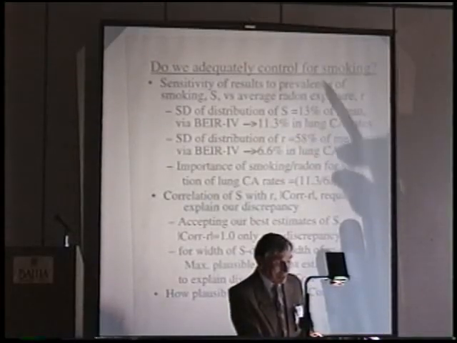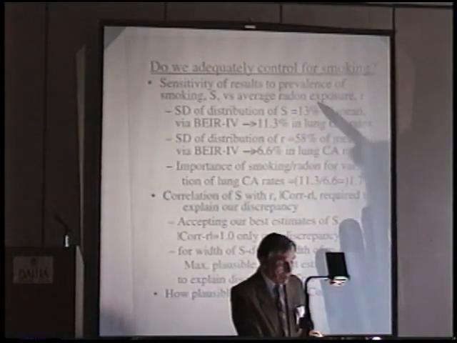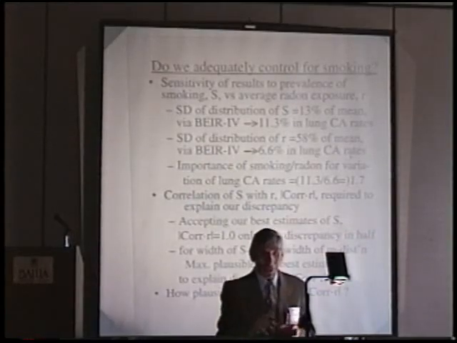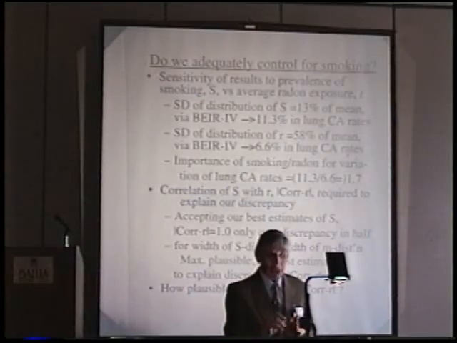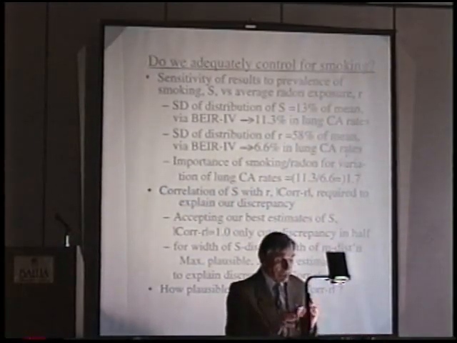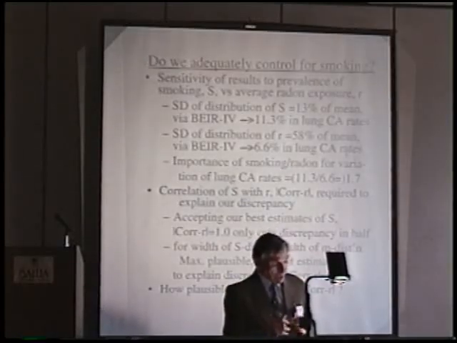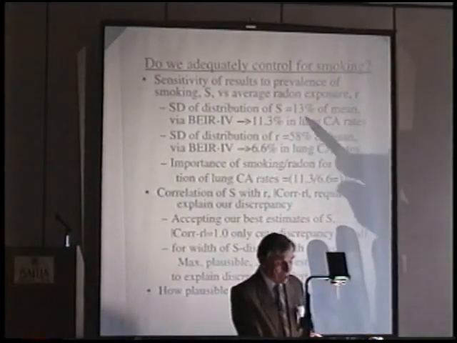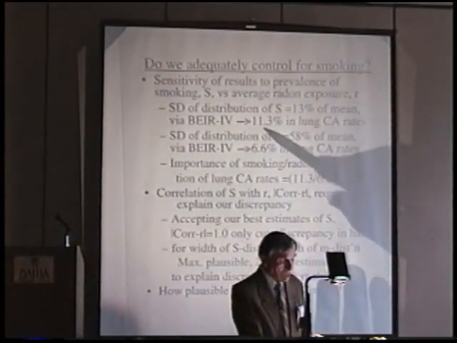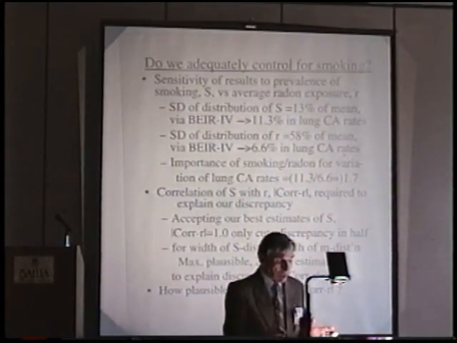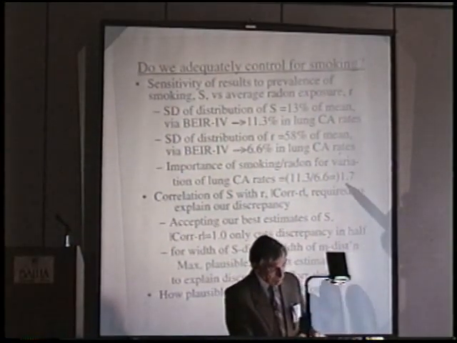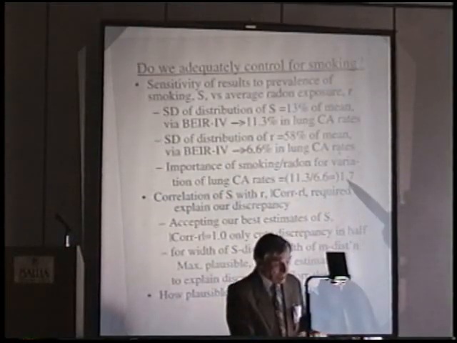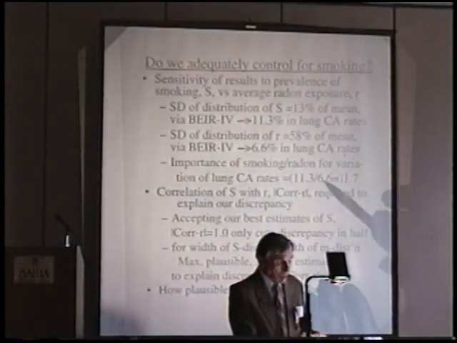But then there's a question of the sensitivity of our results to smoking prevalence as compared to average radon exposure. It turns out that smoking isn't such a completely dominant factor here. It's true that smoking is a much more important cause of lung cancer, according to the usual theory, than radon is. However, smoking doesn't vary that much from one area to another. The variation of the distribution of smoking prevalences in counties is only about 13% of the mean, which corresponds to 11.3% in variation of lung cancer rates among counties. On the other hand, the distribution of radon levels in counties is very wide. Anyhow, it turns out that smoking is less than twice as sensitive as radon to determining lung cancer rates in counties.